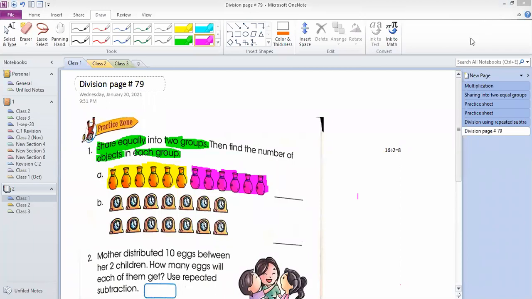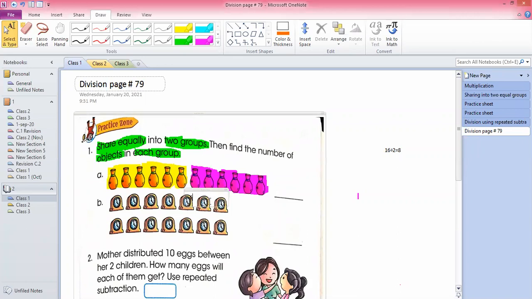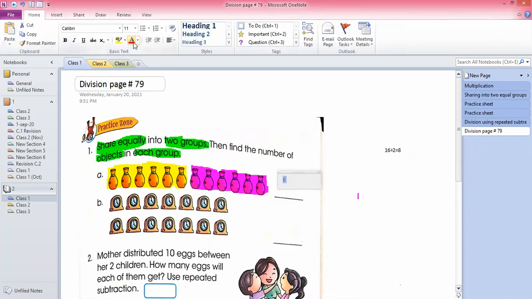Very good, guys. So I will write here the answer. The answer is 6. This is the answer. And I will also tell you how to write the division sentence for this.